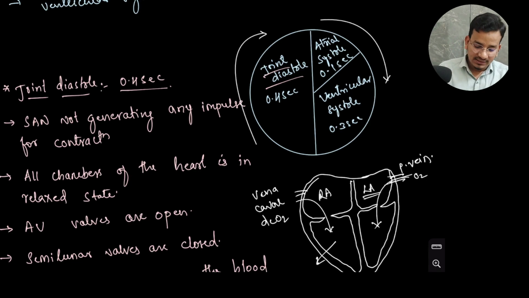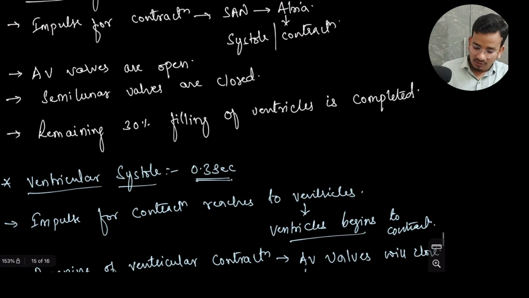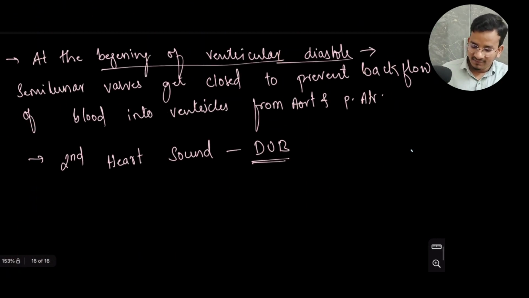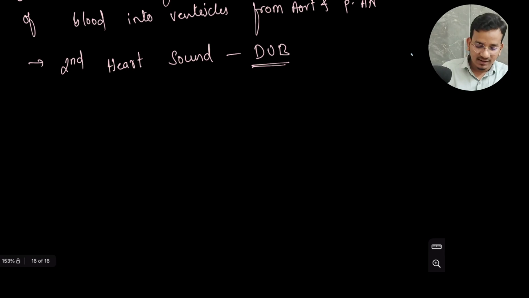Now you can see another thing here: how much blood is pumped by the ventricles in each cardiac cycle. First you have to understand what stroke volume is.